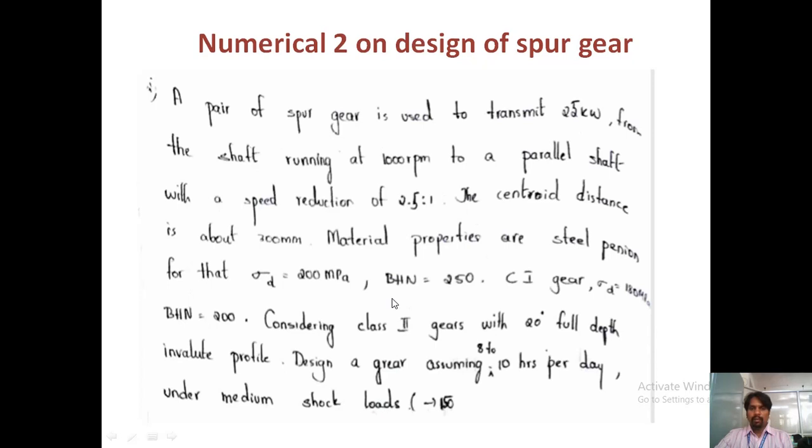In the previous problem, only the minimum data was given. In this one, the data is given with respect to the diameter, the center distance. This is the type 2 problem.